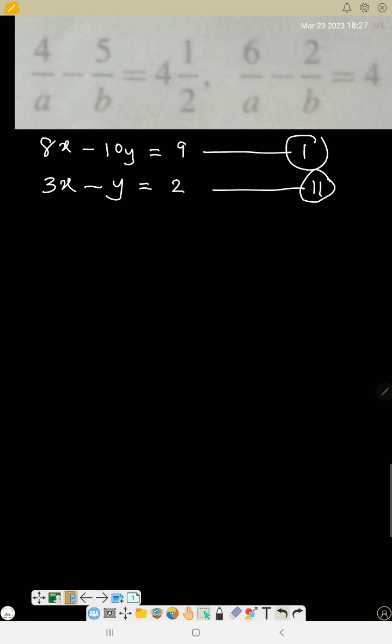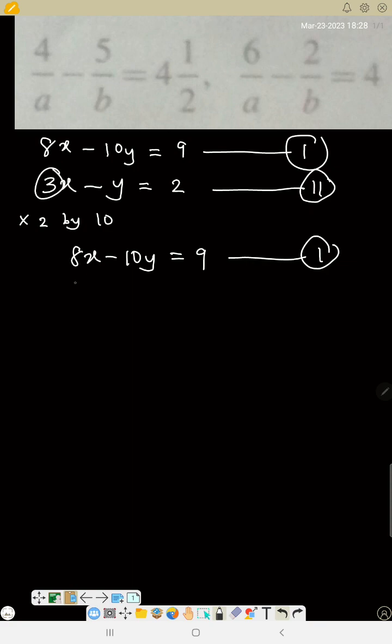So from here now, I can multiply this equation by 10 so that I will achieve 10y here. So now multiply equation 2 by 10. I repeat my equation 1: 8x minus 10y equals 9. So now multiply all this by 10. 10 times 3, 30x, minus 10 times 1, because it's 1 you have there, 10y is equals to 10 times 2, 20. So this is equation 3.